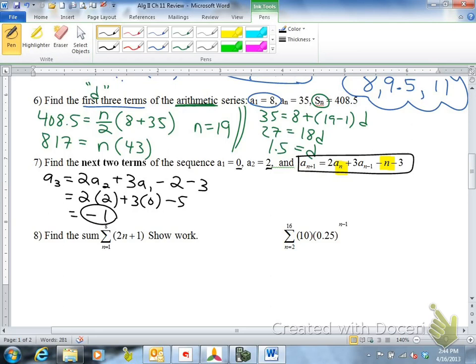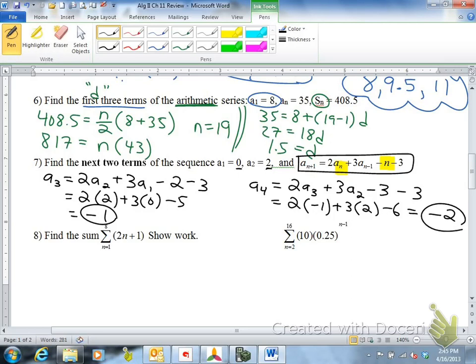And the fourth term, you'd have a sub 4 equals 2 times the term before it, a sub 3, plus 3 times a sub 2, minus something minus 3. And this something is the same as the subscript right here, a sub 3. So this would be a 3. So you have 2 times a sub 3 is negative 1. 3 times a sub 2, what is in the directions, is 2. Minus 6. 6 minus 6 is 0, so you get negative 2 as the answer for that.